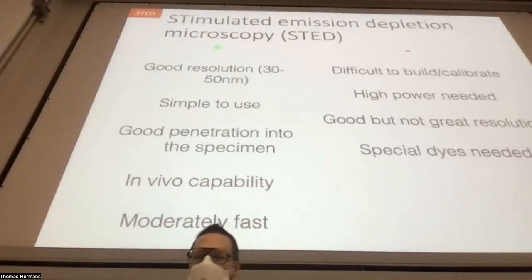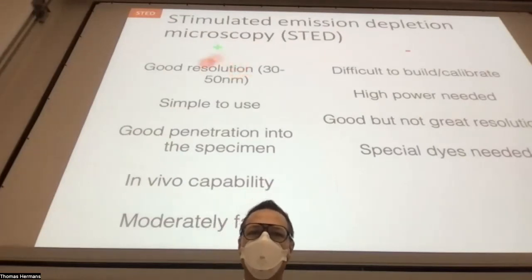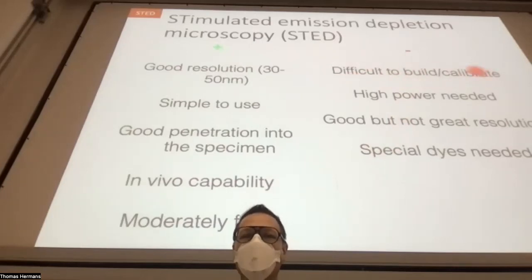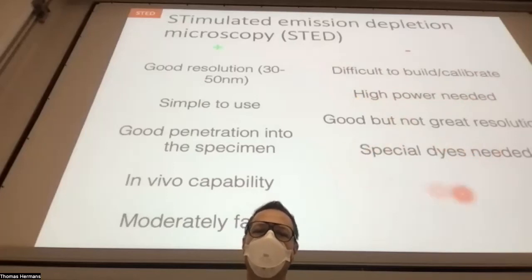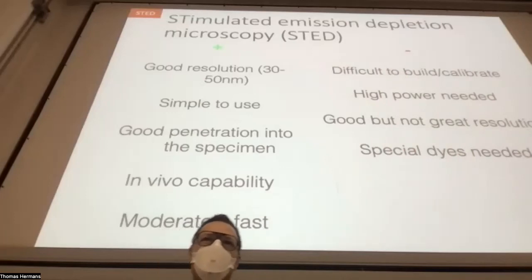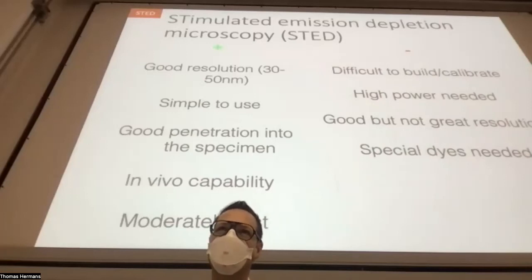Okay, so the advantage of STED is you have good resolution. It's quite simple. It's fast. You can use it on live cells. It's now commercially available, so if you have enough money, you can buy it. It's very expensive. You need very high powers. But also, and we didn't talk about this, you need special dyes that can actually be depleted. Not all fluorescent molecules lose their fluorescence when you shine a depletion beam. So it's limited to special dyes.